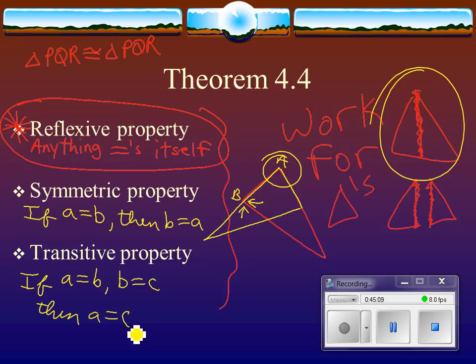Good. All right, we don't use these two a whole lot this chapter. The reflexive property is the one that we're going to use the most, and it's not going to be to deal with triangles. It's going to be more to deal with saying, hey, these two sides are the same because they're the exact same thing. Or these two angles are the same.